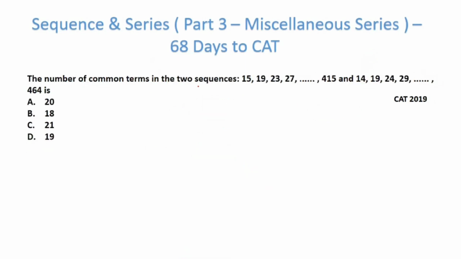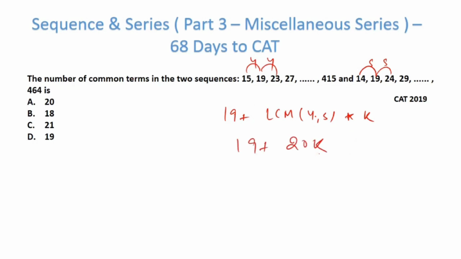Moving forward, number of common terms in two sequences. The way to find out is very simple. Find out the first common term. The first common term is 19. Then, what's the common difference here? You see the common difference here is 4, and here the common difference is 5. So the LCM of the common differences is 4 into 5, times some variable k. That's the general form of the sequence which captures the common terms. So that becomes 19 plus 20 into k.